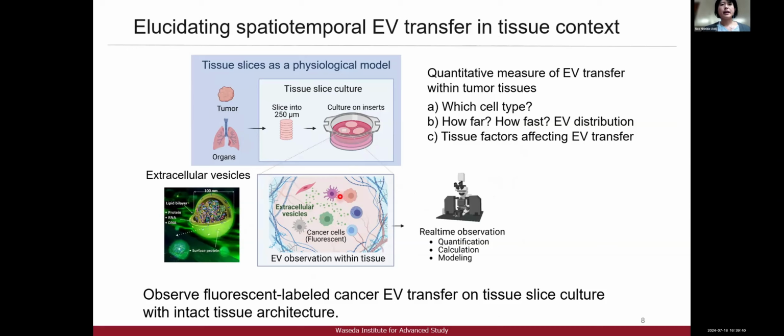Currently, I am using breast cancer as the main cancer model, and using this system, I am addressing the tissue-oriented questions I mentioned earlier, like which cells are taking up the EVs, how far, and how fast. I'm also trying to determine the tissue factors and other factors that define these EV transfer patterns.